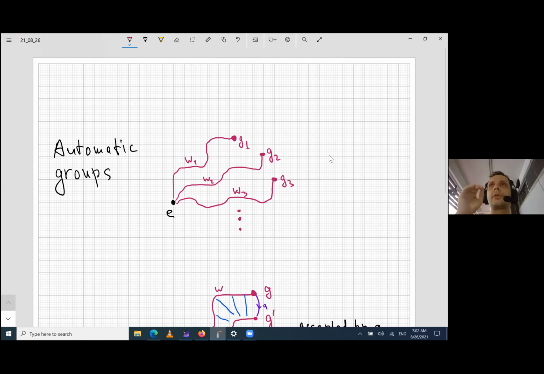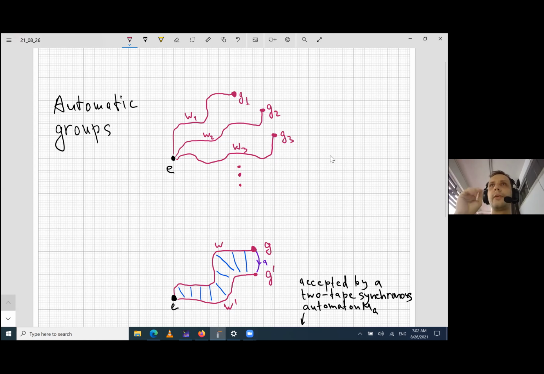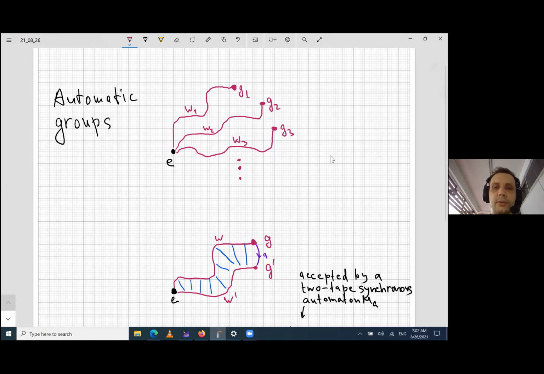Here I prefer to think that I have a unique normal form for every group element. So the picture is like that. For example, here you have a group element G1, and the normal form is just a string. Essentially it's a path, like a path in a Cayley graph. Or you have group elements G2, G3, etc.